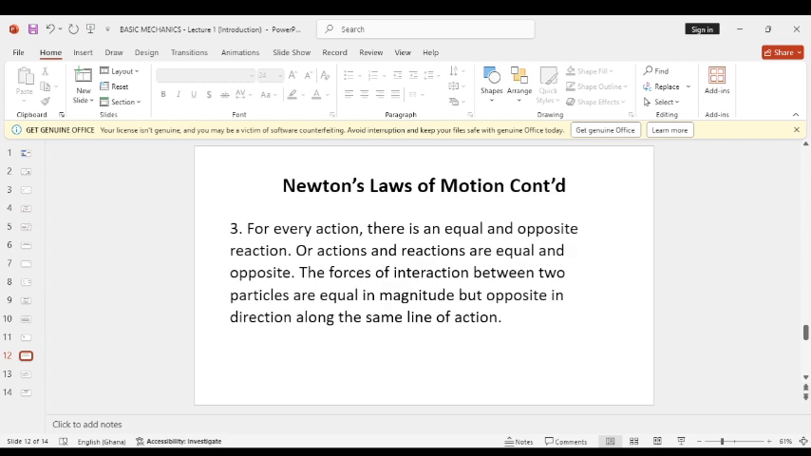So in other words, what I'm trying to say is that for every action that you take, there is an opposite reaction of the same magnitude, in the opposite direction.